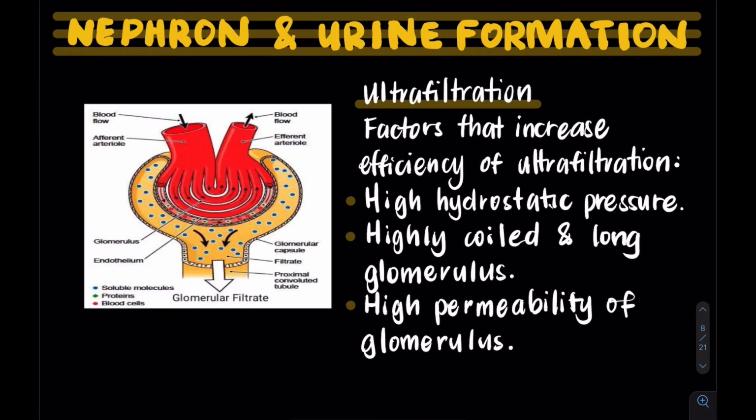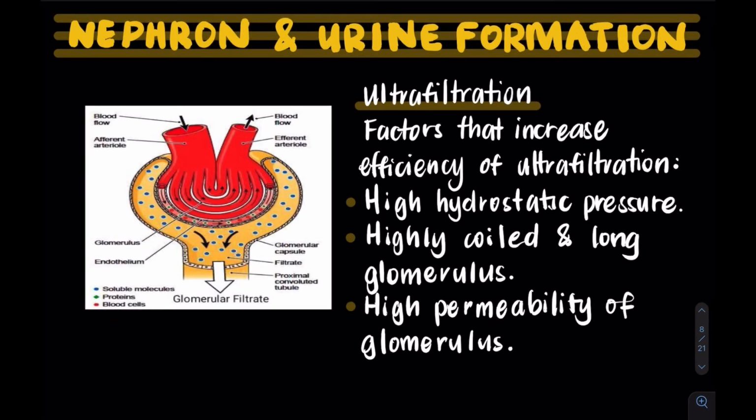Factors that increase efficiency of ultrafiltration are high hydrostatic pressure. This pressure is due to the difference in diameter of the afferent arteriole and efferent arteriole. High hydrostatic pressure formed in the glomerulus will force components out of the blood plasma into the Bowman capsule.